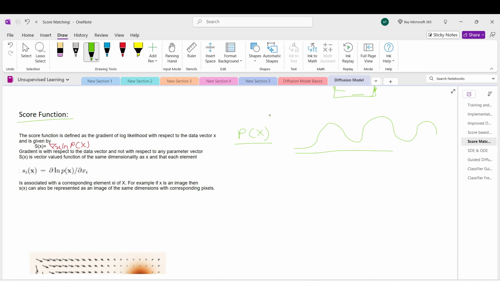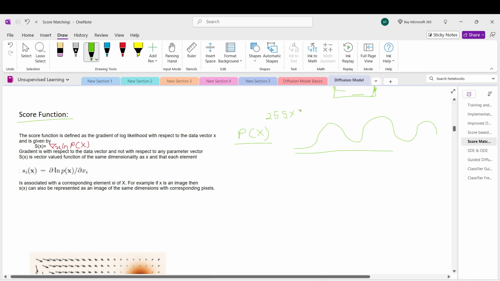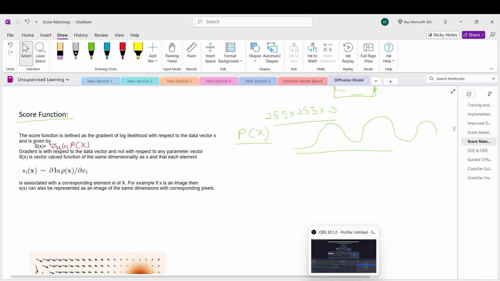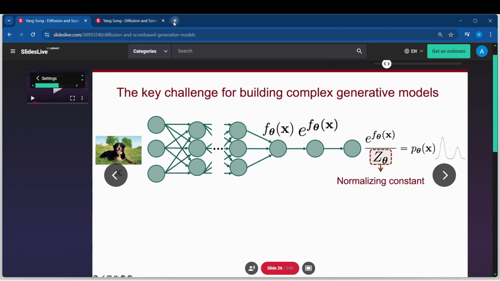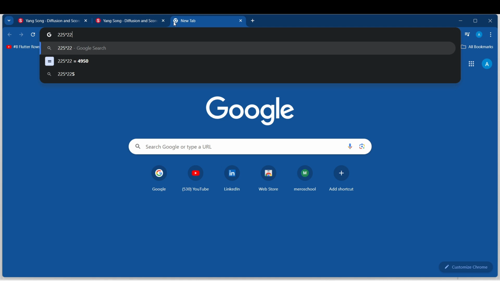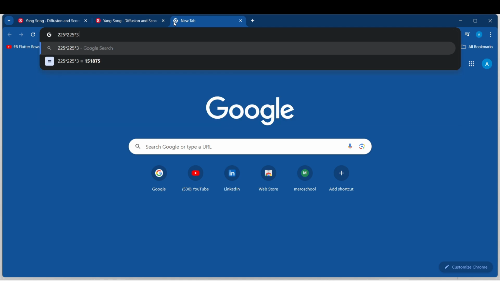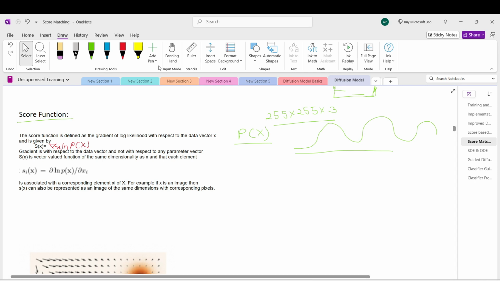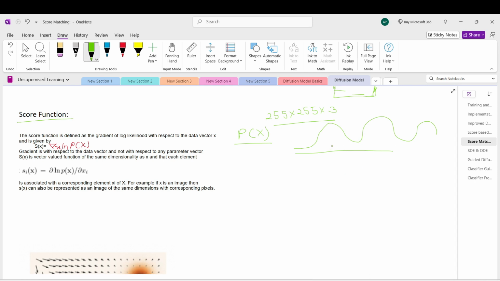If you take 225 by 225 by 3 image dimensions, if I take this resolution of images, this will result in a very high-dimensional image, where this is the channel and this is the height and width. So this image has many dimensions, not just one dimension, but it lies in a high dimensional space.